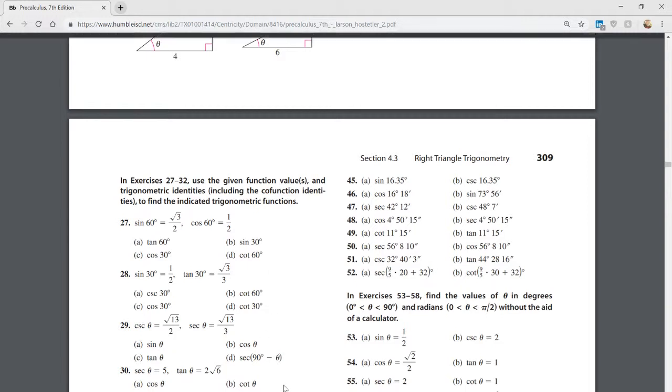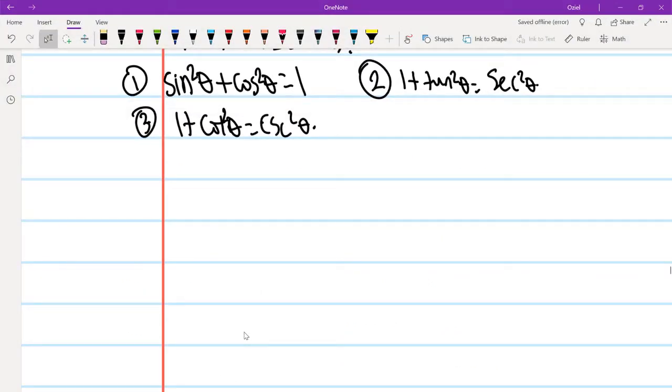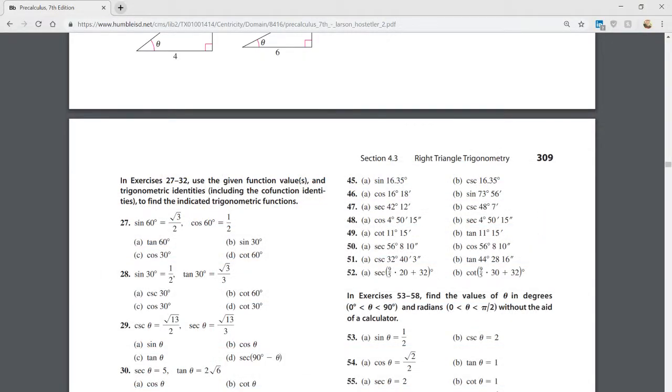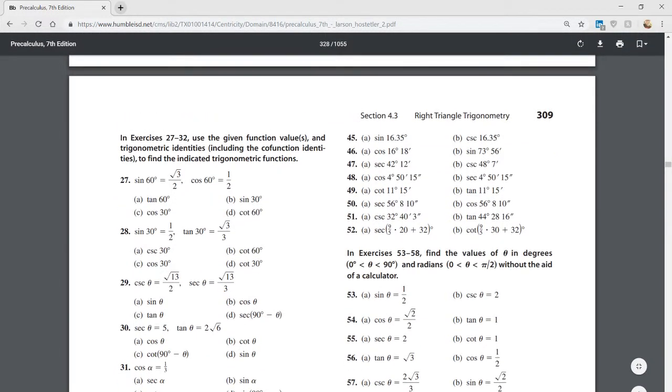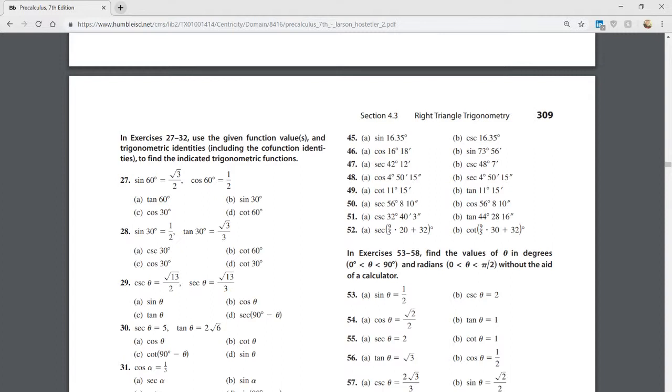Okay, so let's do number 27. So number 27 says, for exercises 27 to 32, use the given function values and trigonometric identities, including the cofunction identities, to find the indicated trigonometric functions. So let's see. We have sine of 60 degrees equals the square root of 3 over 2.